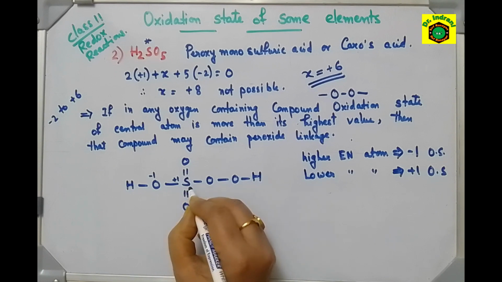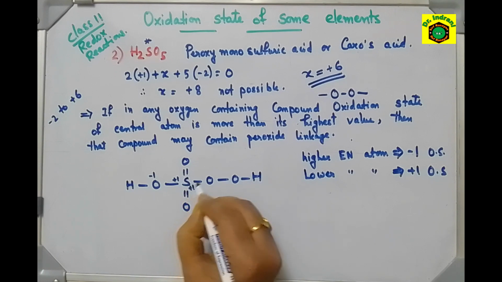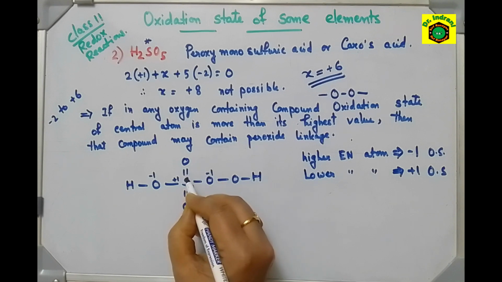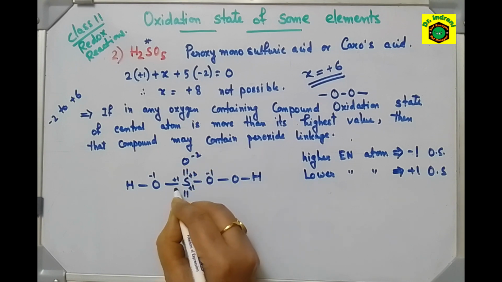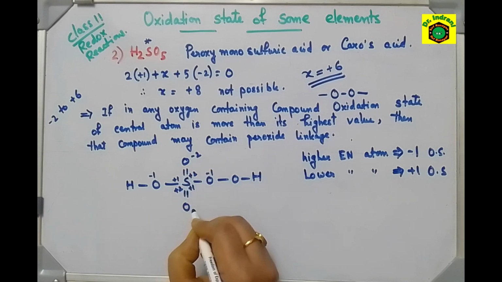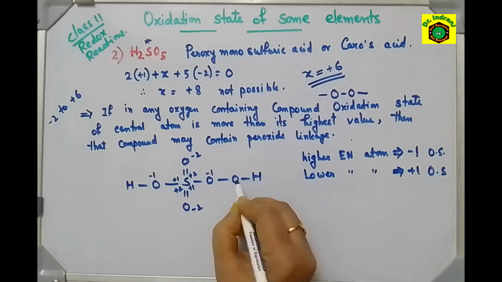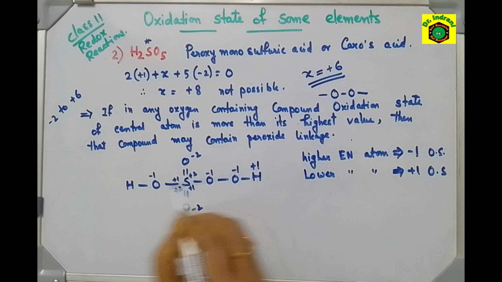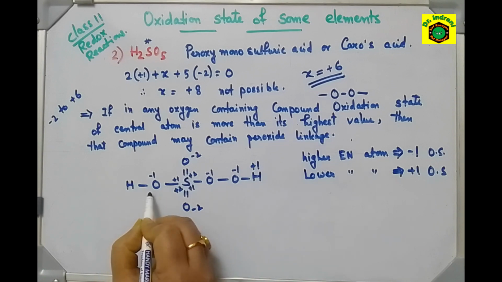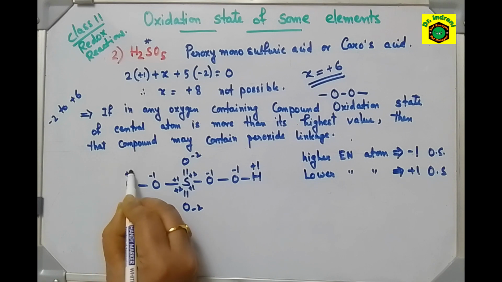Here between this, it will get +1, it will get -1. Here two bonds are there, so directly we can write +2, -2. Here also we can write +2 and oxygen -2. Here also between these two, we can write -1, +1, and between these two bonds, if it is -1, this is +1.